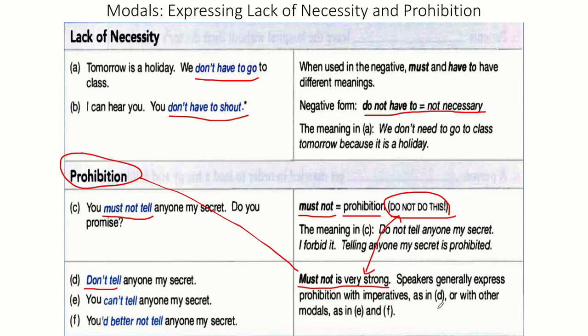Speakers generally express prohibition with imperatives. Sometimes we can also use imperatives for expressing prohibition, as in: don't tell anyone my secret. Also we can use other modals like can't or had better not tell. So this is what we can say about expressing lack of necessity and prohibition. See you in the next chart.